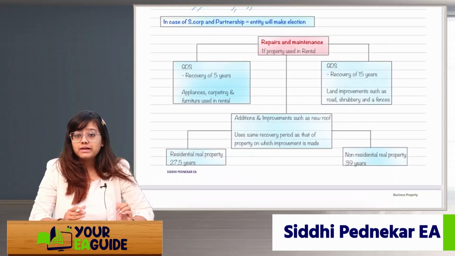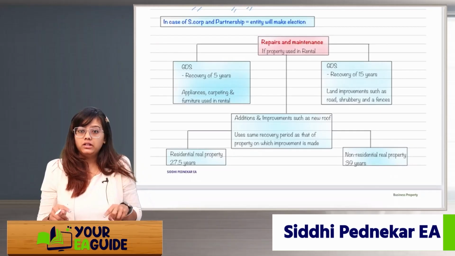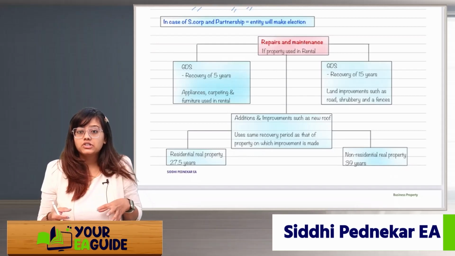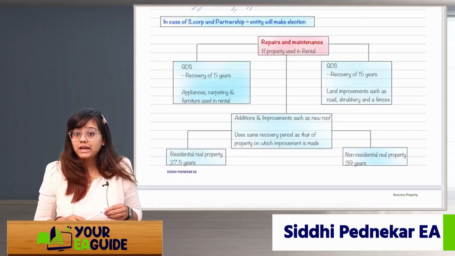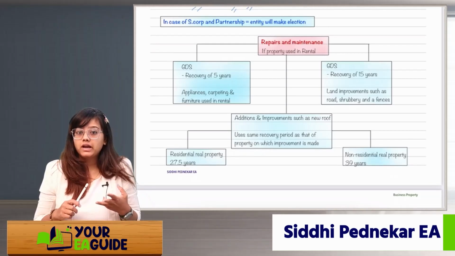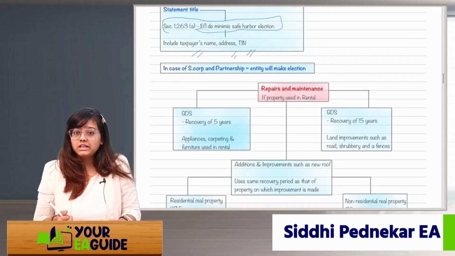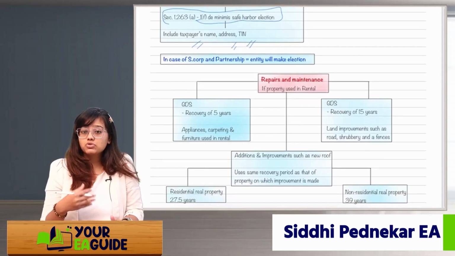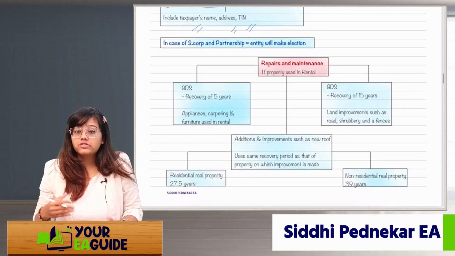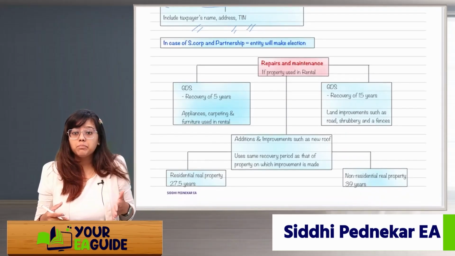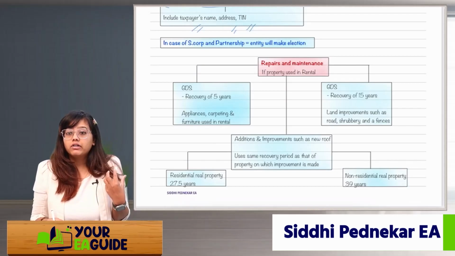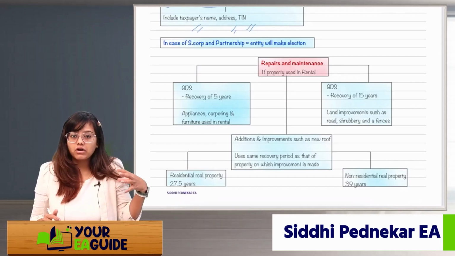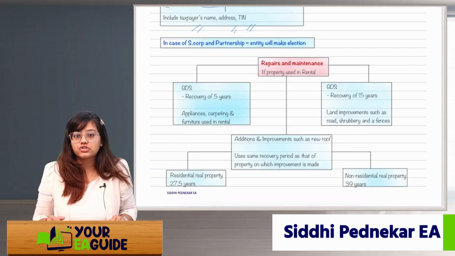Now let's see repair and maintenance when the property is used in rental. If it's repair and maintenance and the property is used in the rental business, then GDS 5-year recovery will apply in case of appliances, carpeting, and furniture used in renting property. We have seen in the topic of depreciation that 5-year property includes appliances, carpeting, and furniture used in the rental property. GDS recovery of 15 years will be used if it's a land improvement such as roads, shrubberies, or fences, which are used just to improve the property. So 15 years will be used in that case, and the normal 5 years in case of appliances, carpeting, and furniture.